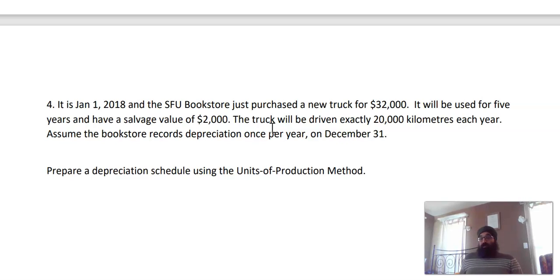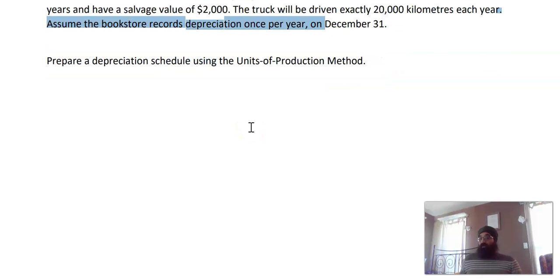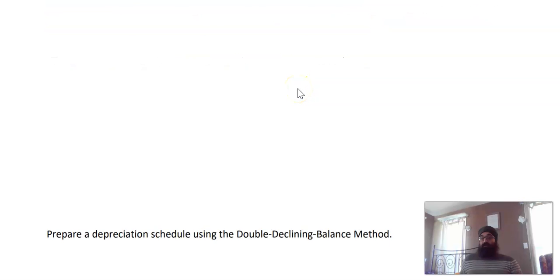This one is depreciation or amortization, however you want to call it. We will have first the units of production method, and it's very straightforward. We're just going to assume a usage of 20,000 kilometers per year. So you have a pretty even, basically just like doing straight line, but we'll do units of production. Make sure you have the right headings.